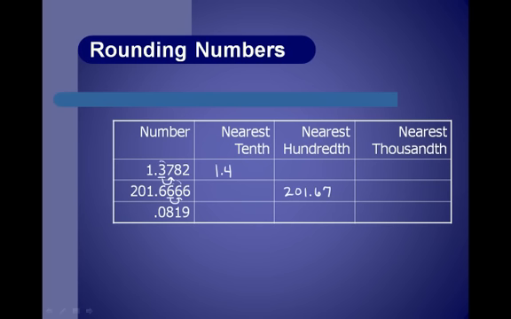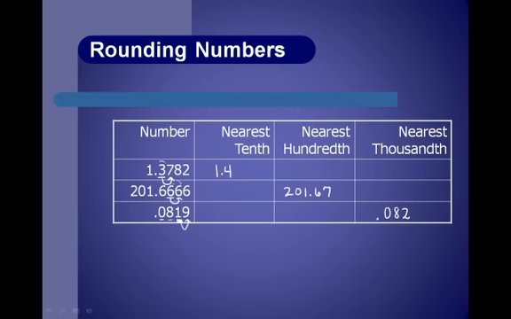Last one, we'll just jump to the thousandth. You mark the digit that's in the thousandth spot. So we have tenths, hundredths, thousandths. So we're marking the 1. We're looking at the 9. That's above a 5, which means we add 1 to the underlined digit. So that would be 0.082. Just to fill in these others, you might want to hit pause and see if you can round the other ones accurately.